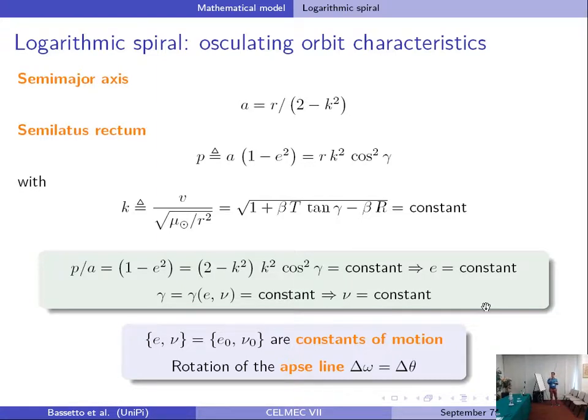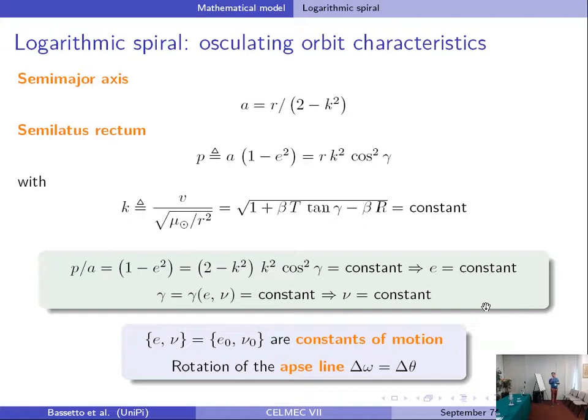Okay, so we can conclude that the ratio between p and a, which is a function of gamma and kappa, is constant. So e must be constant. Moreover, since the tangent of the flight path angle is constant when a spacecraft moves along the logarithmic spiral trajectory, also the osculating true anomaly must be constant. So we have just verified that when a solar sail-based spacecraft moves along a logarithmic spiral trajectory, its osculating eccentricity and its osculating true anomaly are constants of motion.